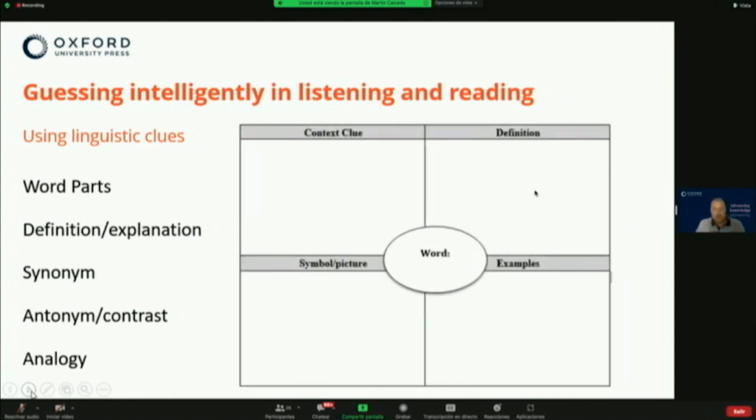And as a tool, we can use a schema, a format, a diagram, just like this one, in which we give our students a new word and they start filling it out. So this is a practical application of how to use linguistic clues. What is the context? Where do I see this word? What is the definition? Not the translation. What is a symbol? What is a picture that represents that word? In which examples can we see this word? So we have different strategies that we need to start including and implementing in our classrooms.